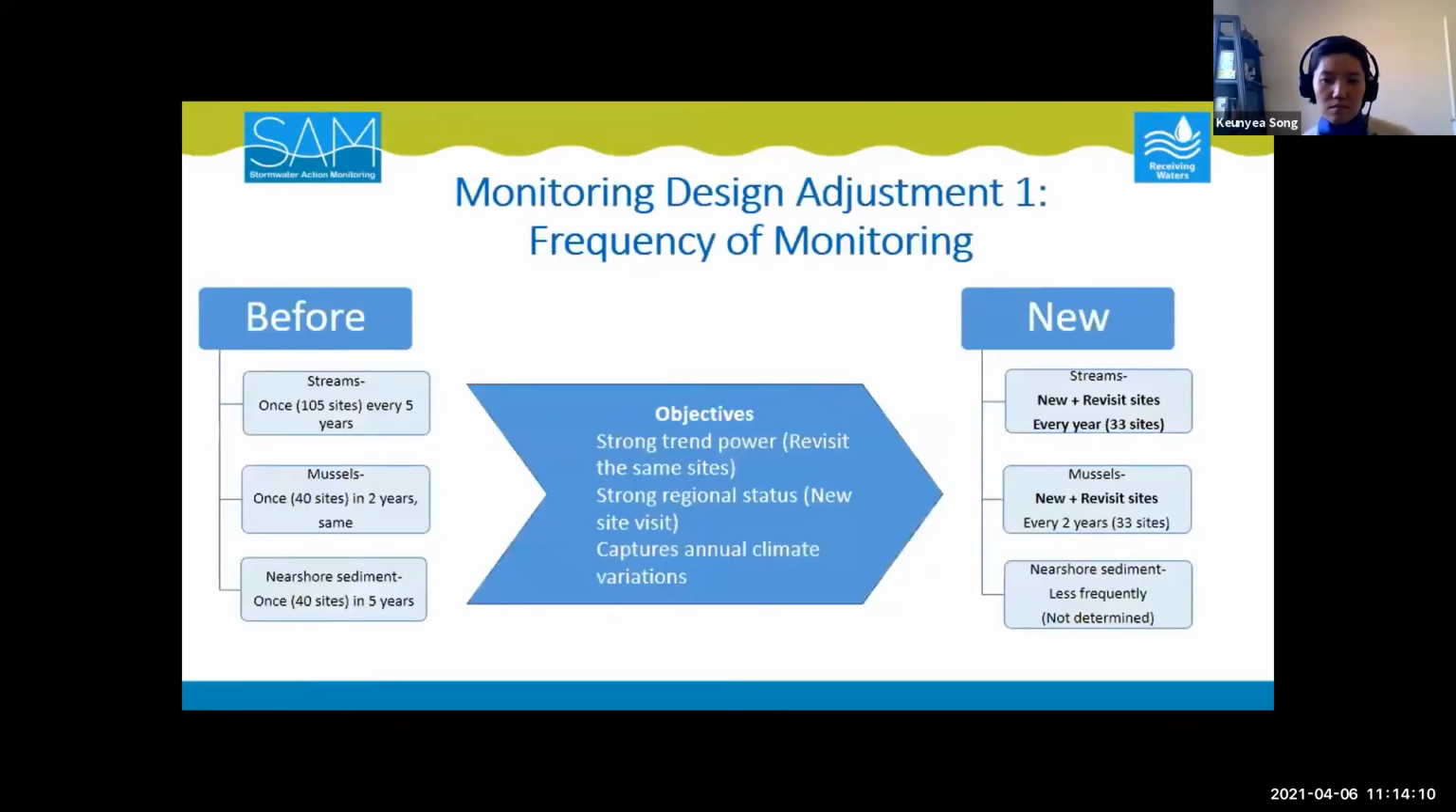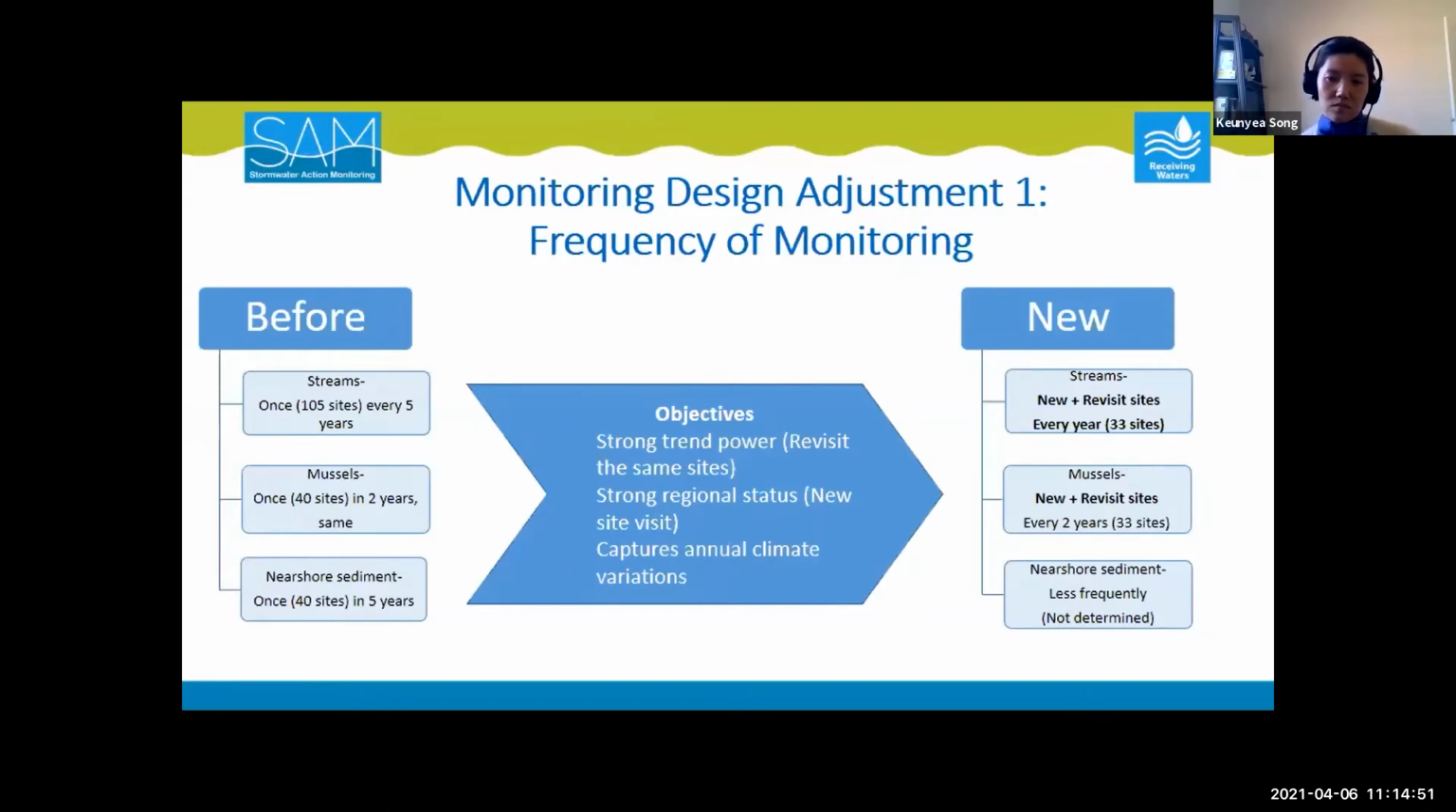The first change was about the sampling schedule. Before, we sampled 105 stream sites once during the last permit cycle, and planned to do it once every 5 years. And for the nearshore mussel and sediment studies, we planned to sample 40 sites within the UGA every other year. Moving forward, we decided to conduct the stream study every year starting from 2020. So we just completed our first sampling at a total of 33 sites.